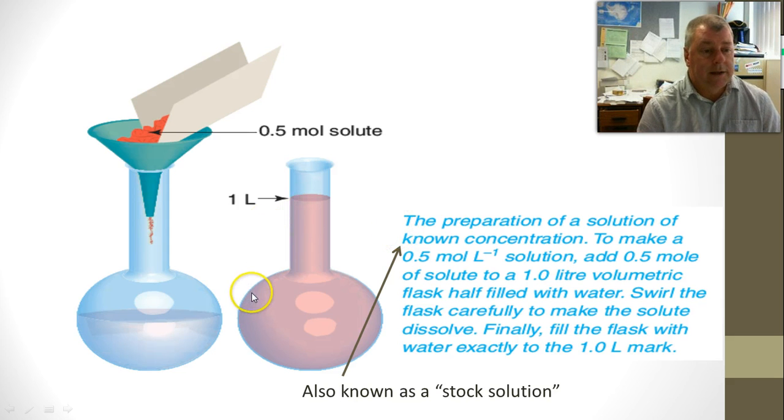So let's just look at an example of how we would make a very accurate liquid of known concentration. And so this would be the preparation of a solution where we have a known concentration. And we use these in chemistry quite a lot for a variety of things. They're sometimes referred to as a stock solution, because once they're made up and labelled, you can then use it whenever you need that concentration of that particular chemical.